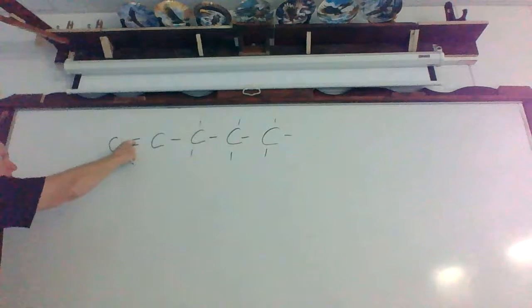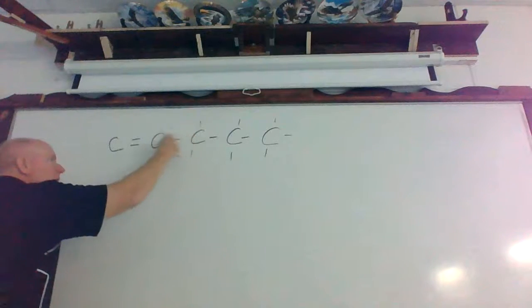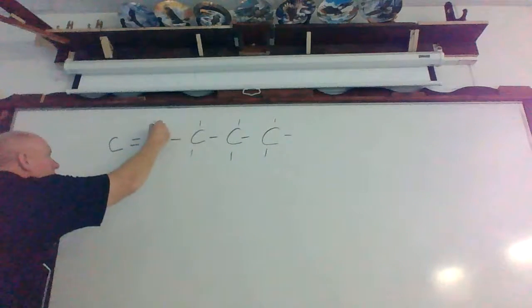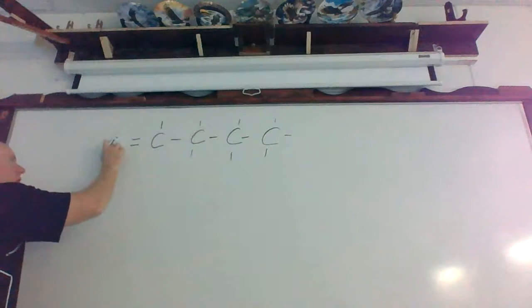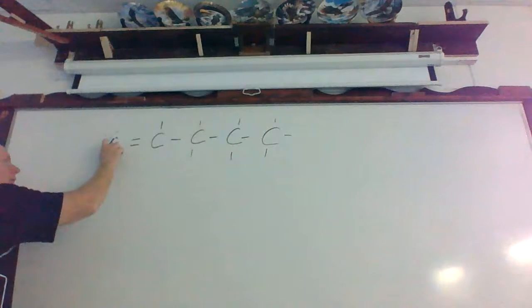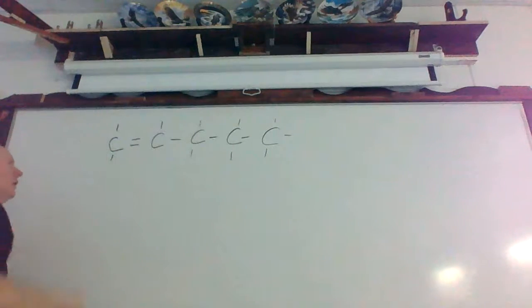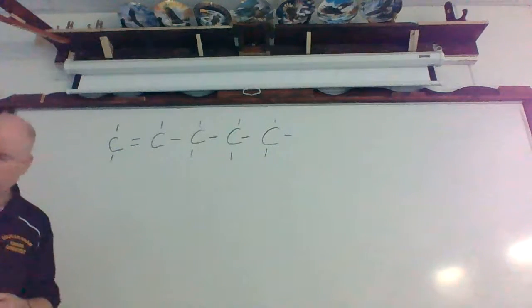Well, it's got 2 bonds to this carbon, 1 bond to that one, so how many hydrogens can it have? Just 1, okay? Then this carbon is double bonded to this one, so how many can this one have? Okay, so either top and bottom or top and side, it really doesn't matter which way you want to do that.